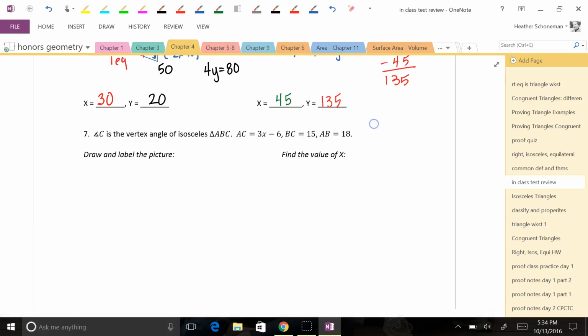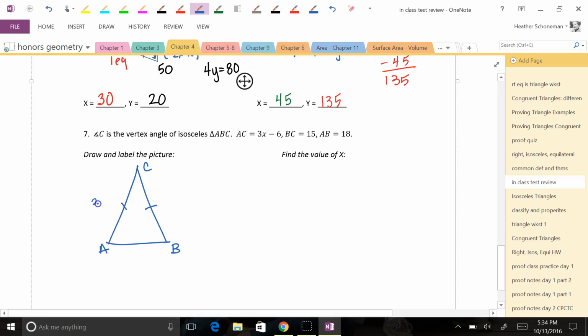Alright, last example. Let me draw a picture. We have an isosceles triangle, so we're going to draw a triangle. We're going to mark our two sides congruent so we can get our point. Now we need to label. C is the vertex, so C has to be the one here. A and B have to be the other two. Then label my sides. I've got 3x minus 6, and BC is 15, and AB is 18.